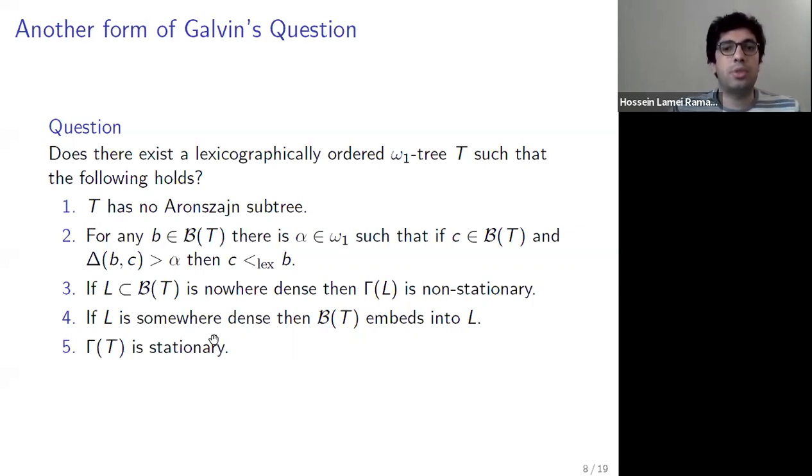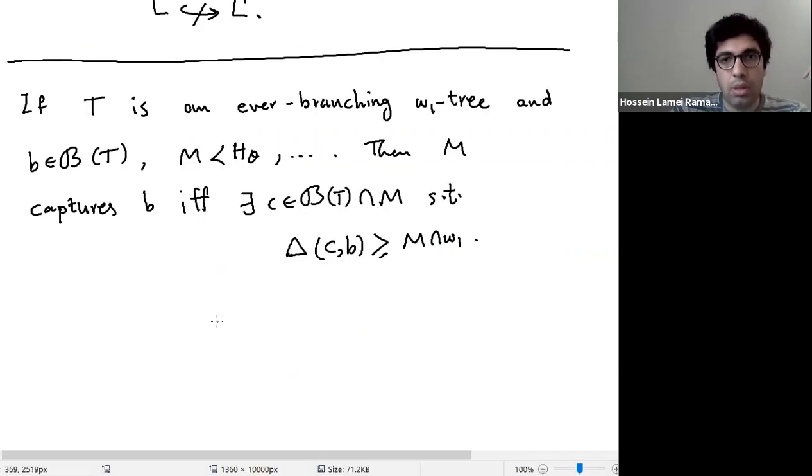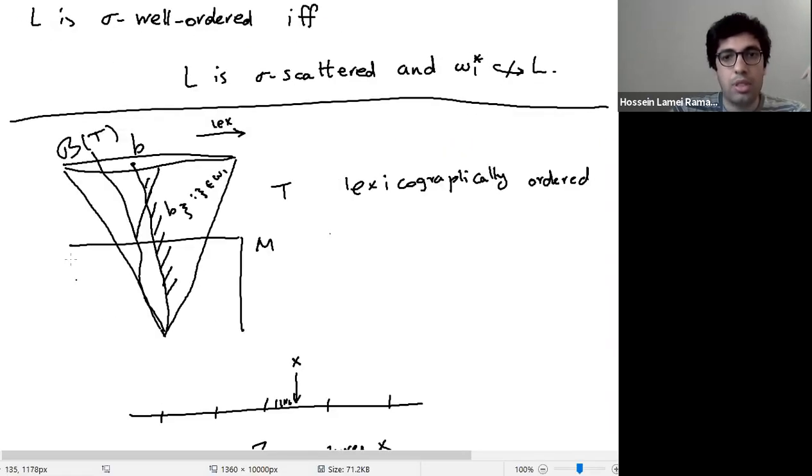One, T has no Aronszajn subtrees. Two, every uncountable subtree of T is going to contain a branch. Three, for any B in the set of the branches of T, there is alpha in omega-1, such that if C is a branch of T, then delta of BC is above alpha. If C is a branch of T, such that delta of B and C is above alpha, then C is less than B. This is just saying that this picture is not going to happen. This picture that I had here is not going to happen.